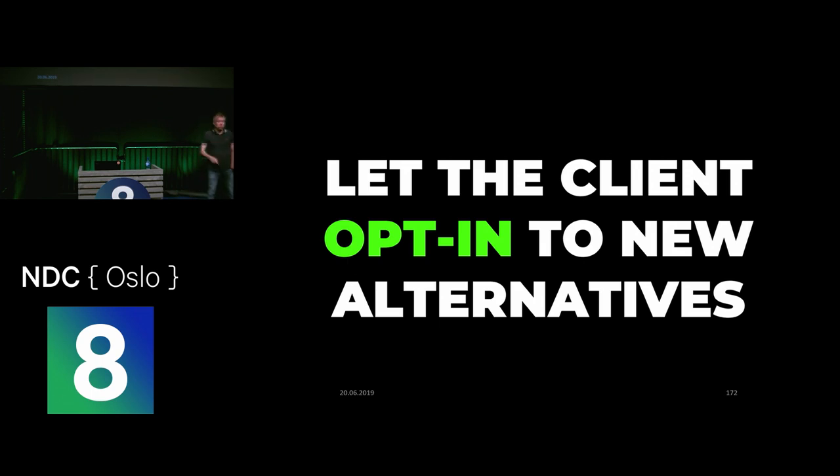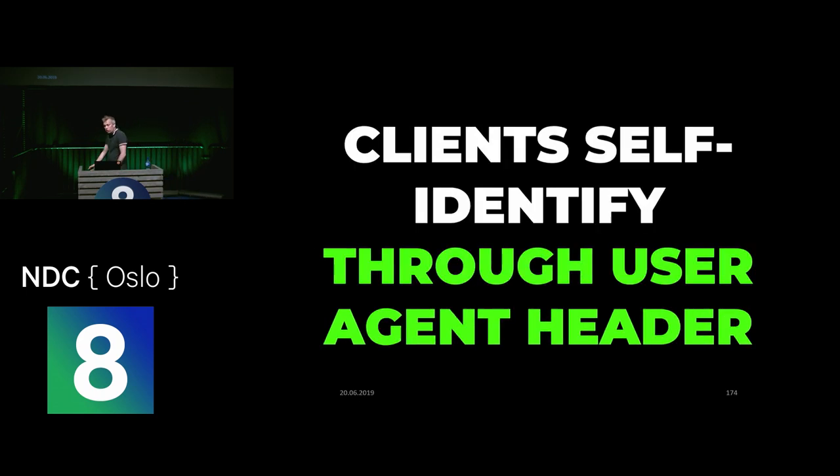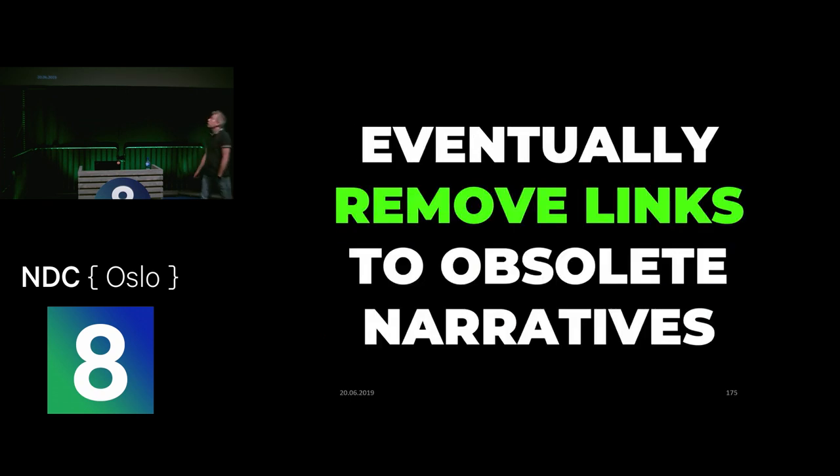Because it doesn't make sense from a business perspective. We can track which clients use which narratives to achieve which goals. We have the client self-identify through the user agent header, so we know what resources they hit, what services they hit. And then we can optionally eventually remove links to those obsolete narratives.